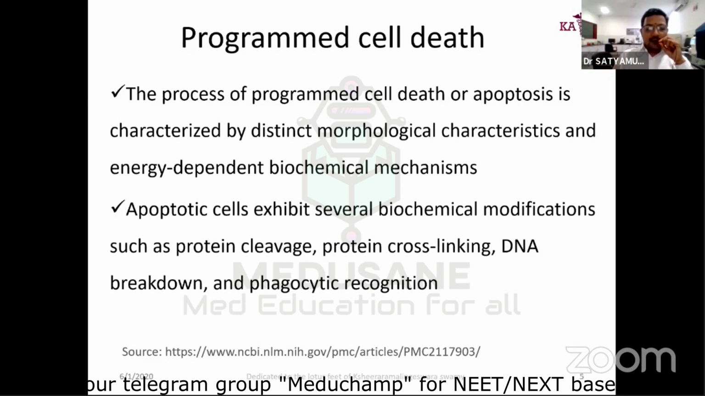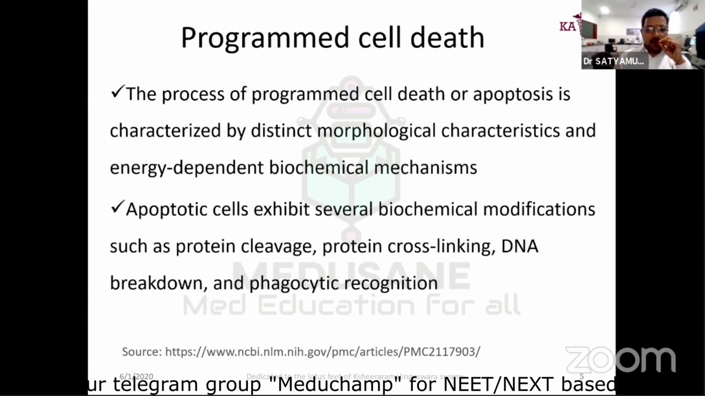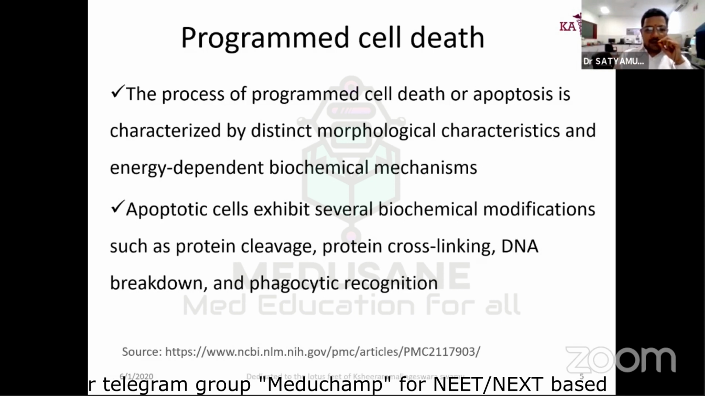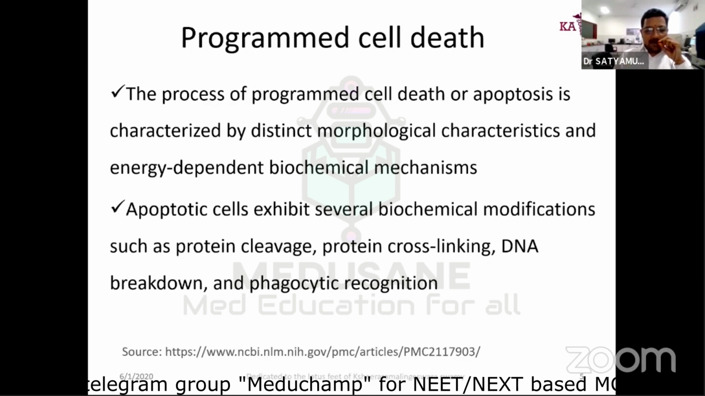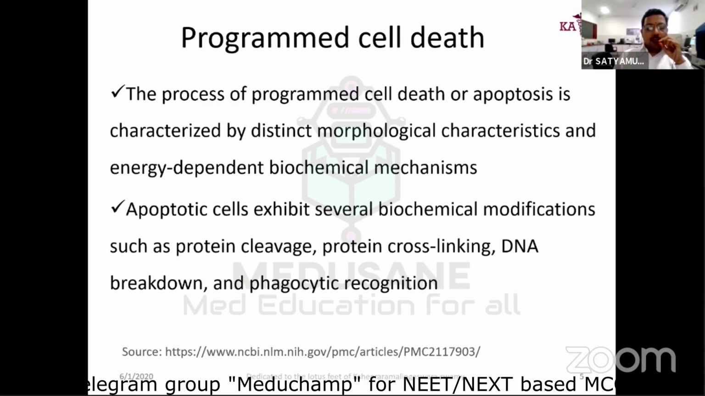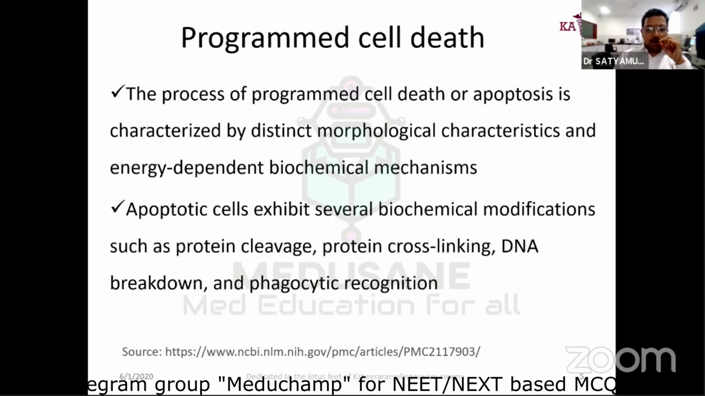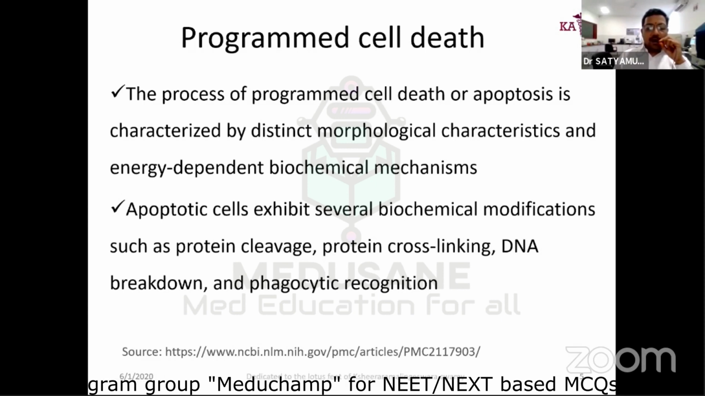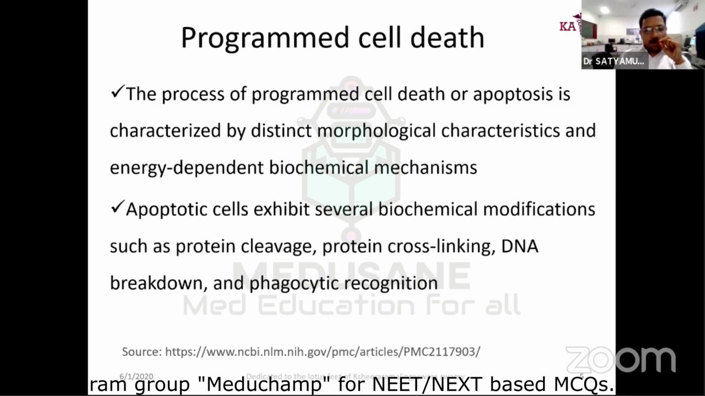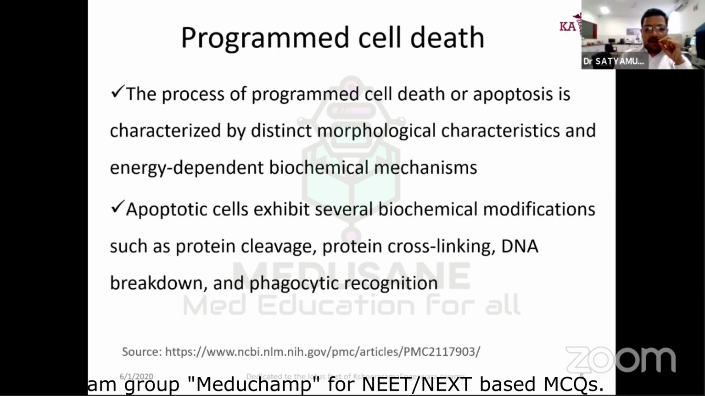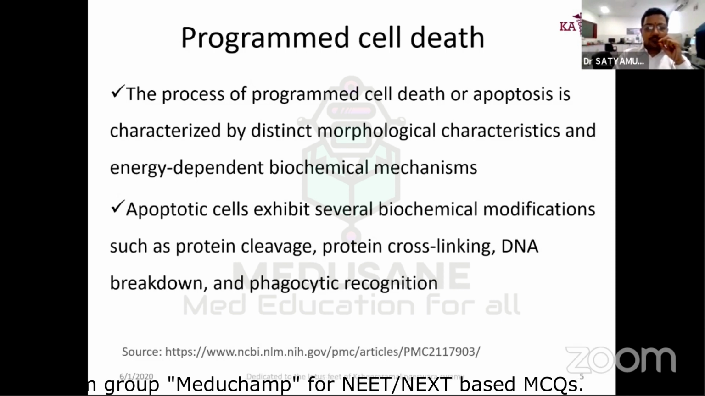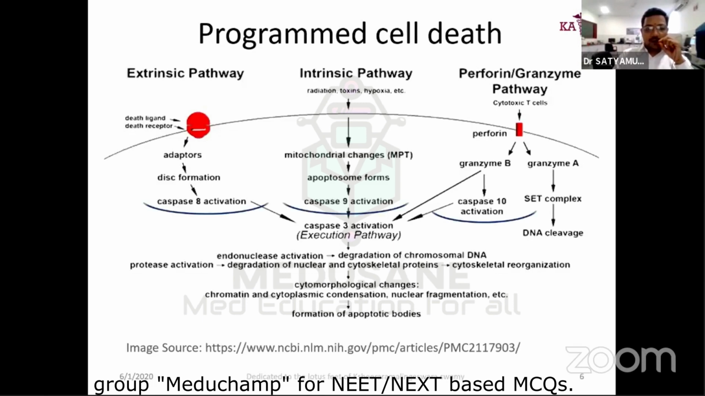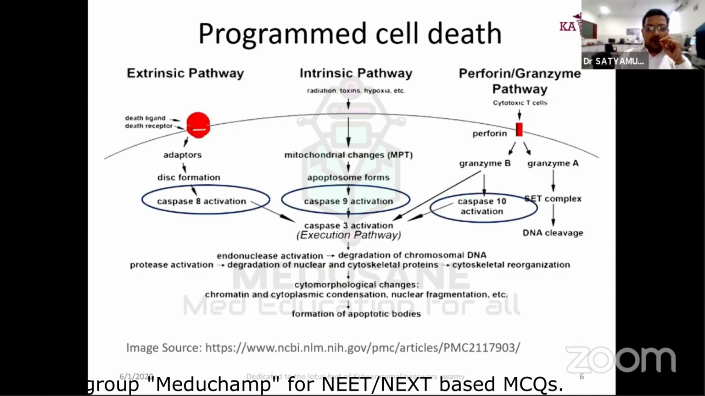This will be discussed in depth in your pathology part, but for now I'll tell you some changes like protein cleavage, protein cross-linking, DNA breakdown, and phagocytic recognition. These cells which are decided for a normal programmed cell death have more protein cleavage, more protein cross-linking, breaking of DNA, and phagocytes will recognize them as abnormal cells and phagocytose them. And there are three important pathways involved in apoptosis.